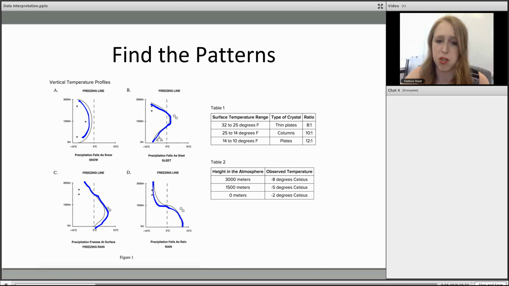There are also two tables in this passage. So table 1 talks about our surface temperature range, so the different temperature ranges on the surface, and the type of ice that's formed.